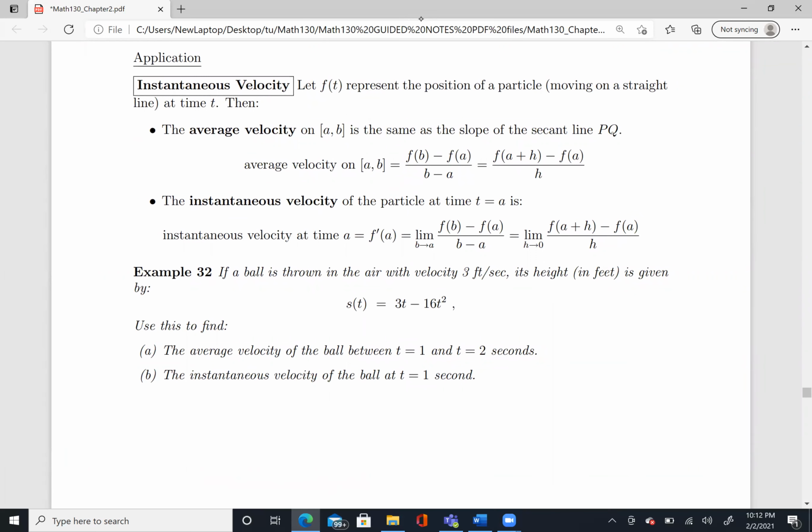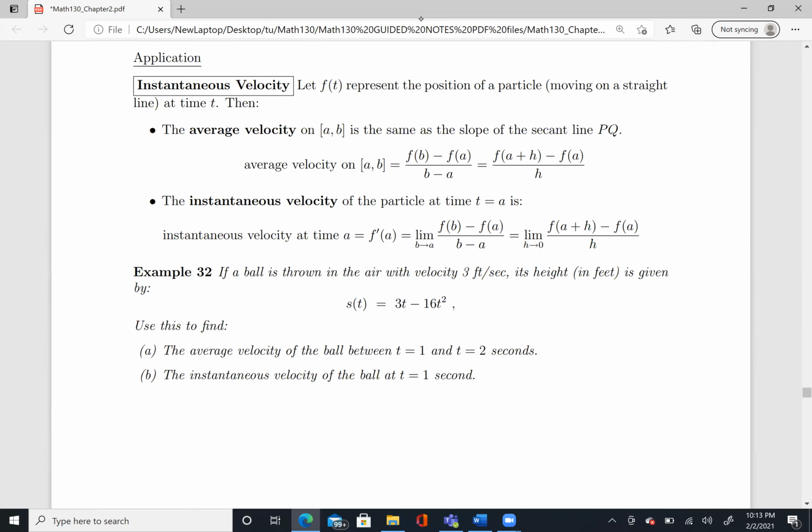Okay, now what is the application of this? Why do we have to learn this, right? We can apply it to find the instantaneous velocity, or sometimes instantaneous rate of change. Let's call it instantaneous velocity.